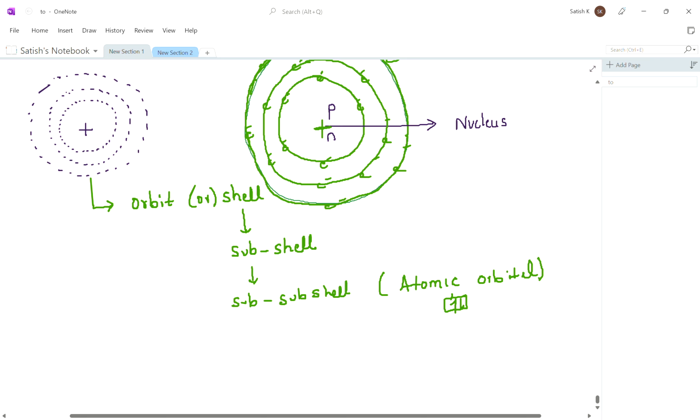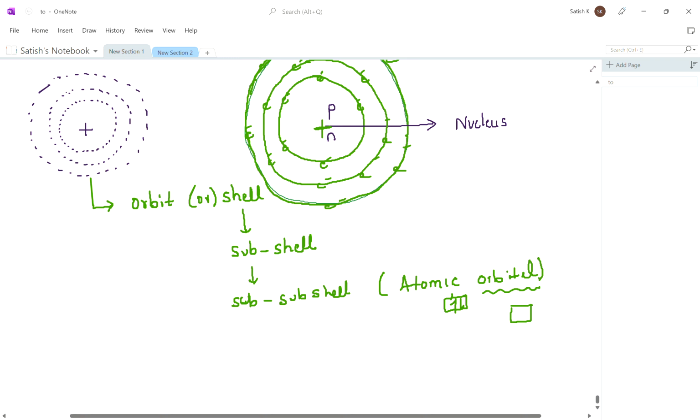See guys, sub-subshell we call it as orbital, atomic orbital. Here, most of the students are confused. Orbit means main energy level. Orbital, what is orbital? Each box we call it as orbital. Orbit having orbital. Orbital in orbit. Did you understand? Orbital is present in orbit. Okay, to understand better, I am giving another example.